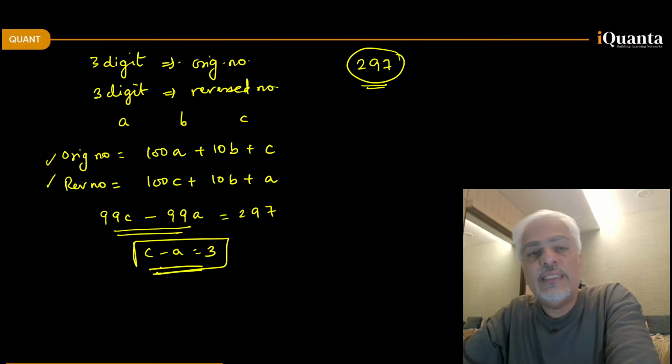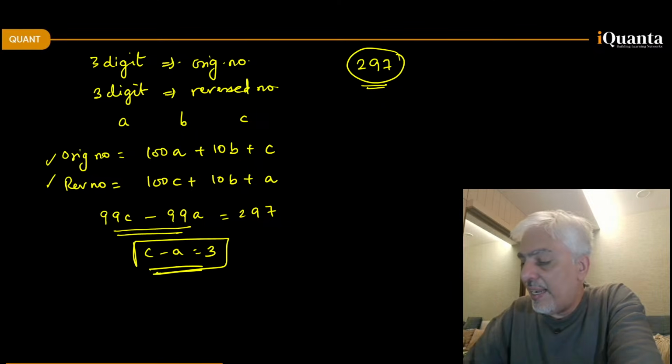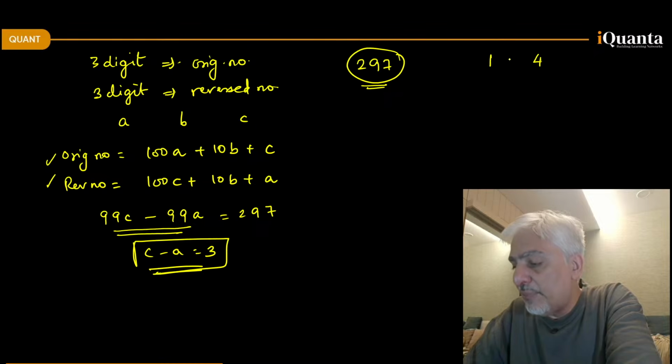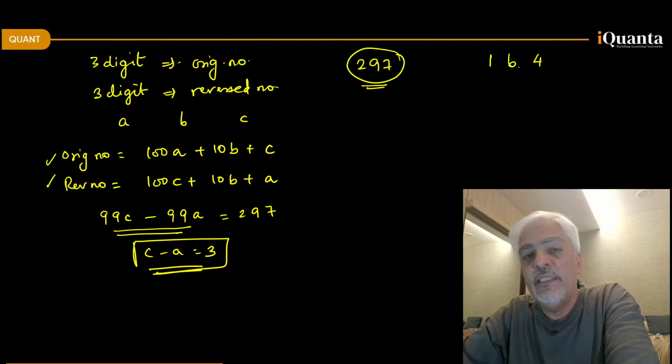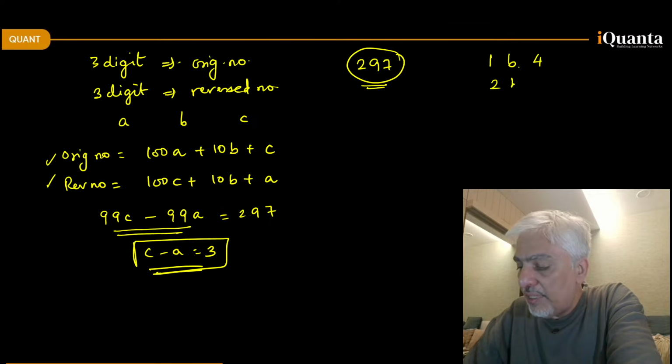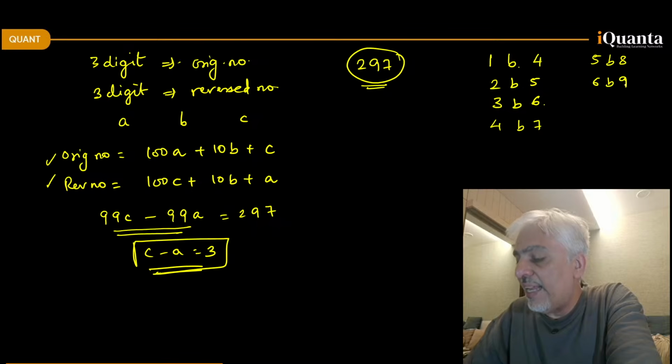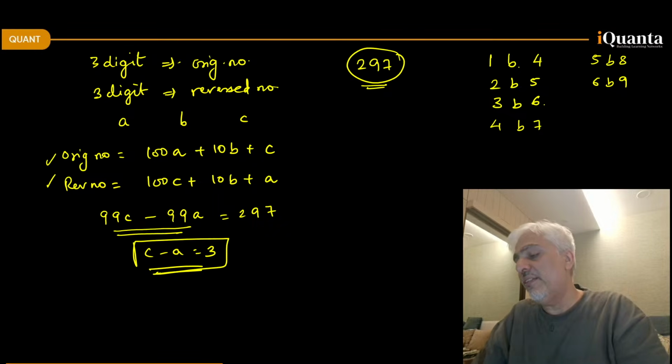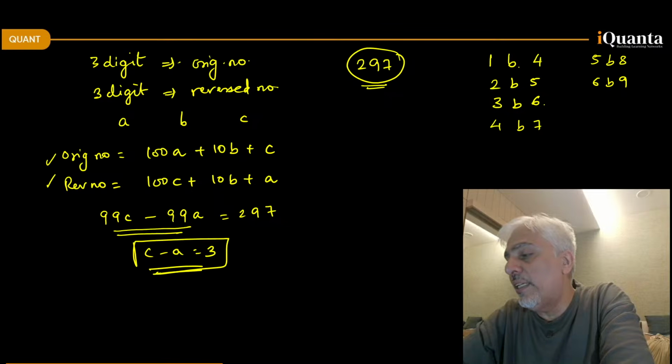Now, C minus A is 3. That means I can have C as 4, and here 1. 1 something 4. I'll come to this part later. 1 something 4, 2 something 5, 3 something 6, 4 something 7, 5 something 8, 6 something 9. That's it you can have. Can you have anything else over here? Think a little bit.